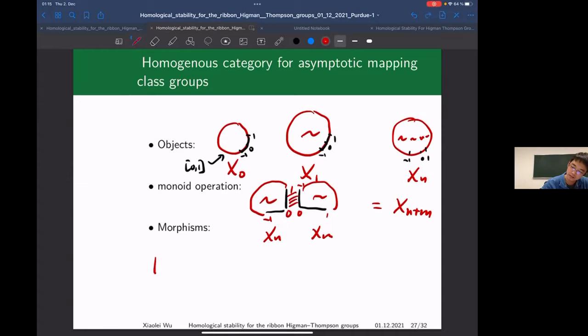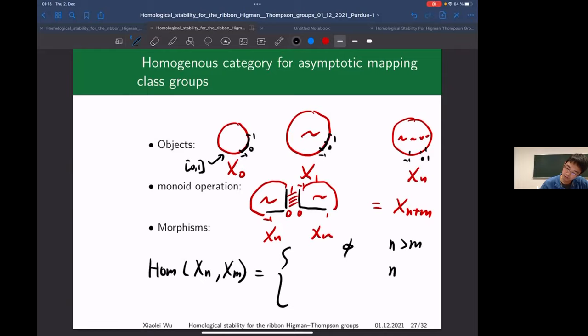So the morphisms, Hom of Xn to Xm, can be defined as follows. When n is bigger than m, it's just defined to be the empty set. When n equals m, it's defined to be the Ribbon Higman-Thompson group, the asymptotic mapping class group in this case, or the isotopy classes of asymptotic rigid homeomorphisms from Xn to itself. And when n is smaller than m, this will be a pair.